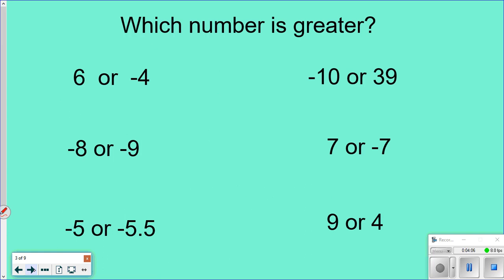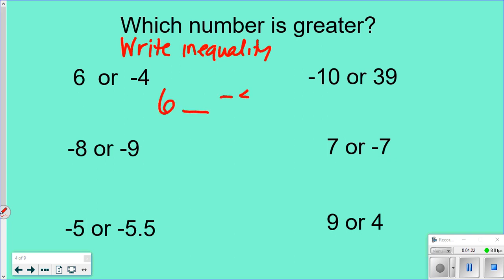Okay, so next thing we're going to talk about is which number is greater, and we're also going to write an inequality for these. So write inequality. Okay, so if I say 6 blank negative 4, what sign should go in between those two? It should be a greater than sign. So if I was going to do this one, negative 8 or negative 9, which is greater? Well, negative 8 is greater, so technically it would look like this.